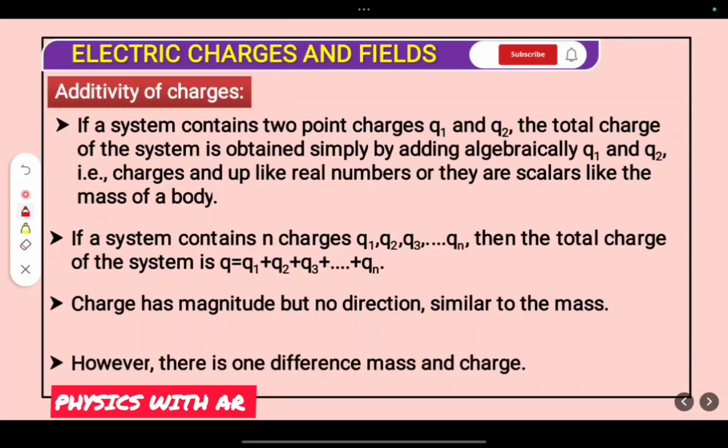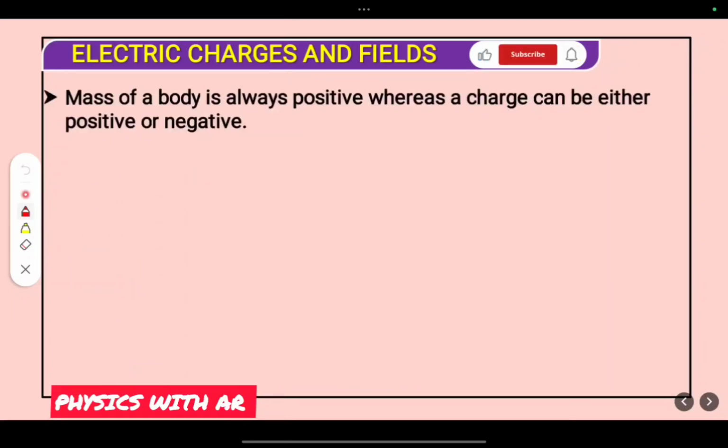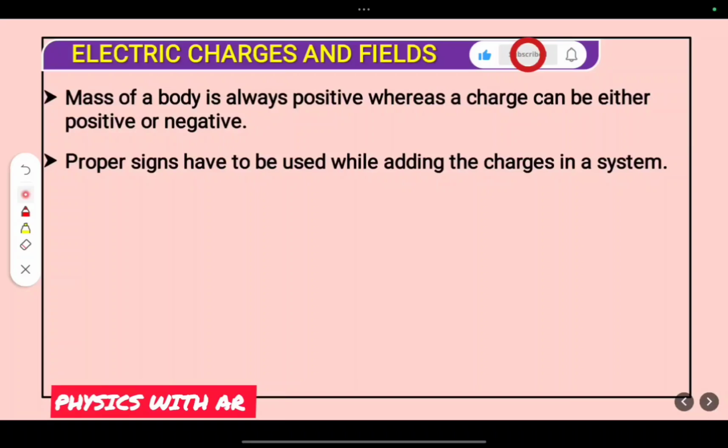Similar to mass, however, there is one difference between mass and charge. What is that basic difference? Mass is always positive, whereas charge can be either positive or negative. So the proper sign has to be used while adding the charges in a system.